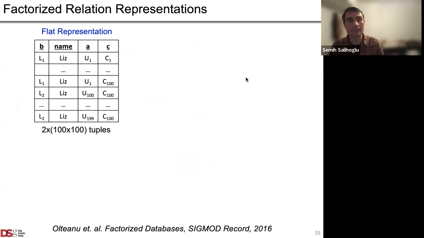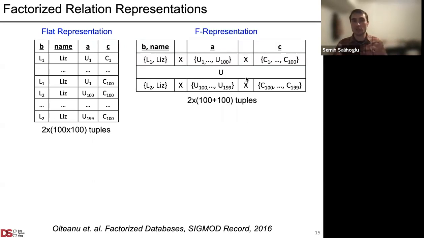Factorization is a technique to represent relations, tables if you will, whether intermediate, input or final tables, not in flat format but, when it's possible, when some kind of independence between certain columns exists, as unions of Cartesian products. Those 20,000 tuples that I'm showing you on the left could equivalently, much more succinctly, in a compressed format, be represented using roughly 400 values.